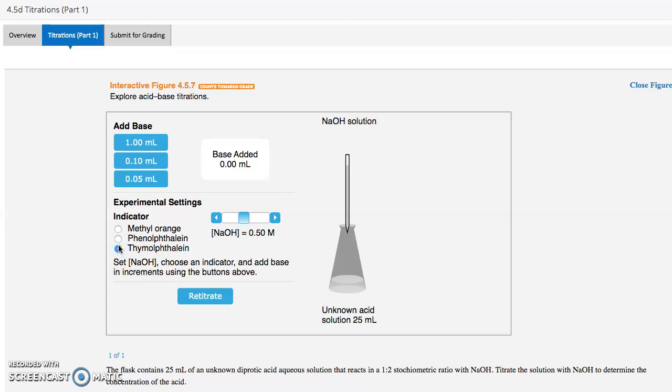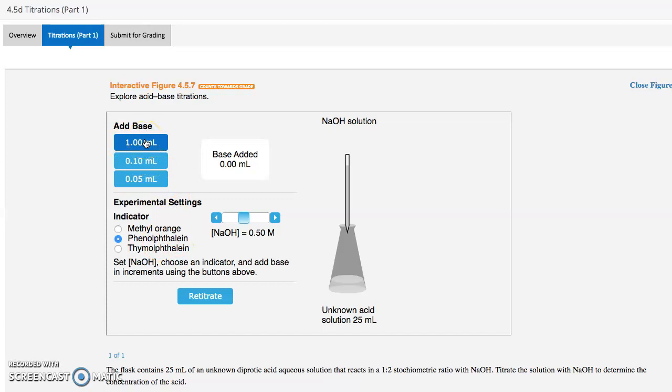So they actually asked us to select phenolphthalein in this question, so I'm going to do that. And then it says to titrate 1 mL at a time until the solution turns pink and make note of the volume added. Okay, so this is how I add the base.